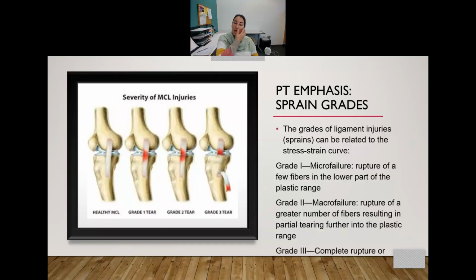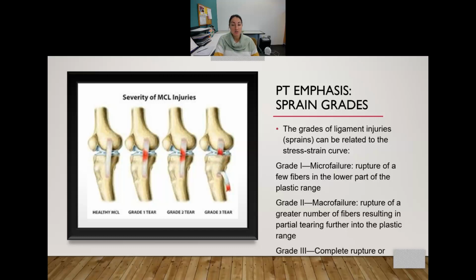One of the things that we can look at in regards to this is sprain grades. A sprain is damage to a ligament. A strain is typically talking about a muscle or a tendon. Some sprains are also talking about tendon. But anyway, the grades can be related to the stress-strain curve.